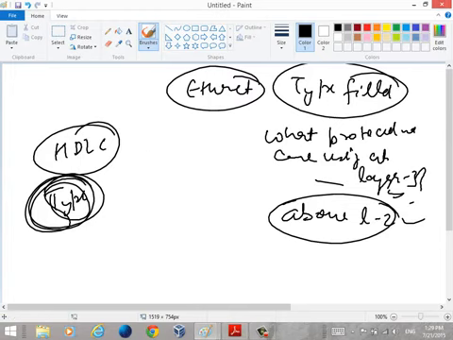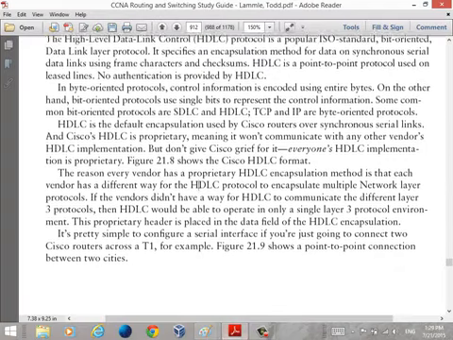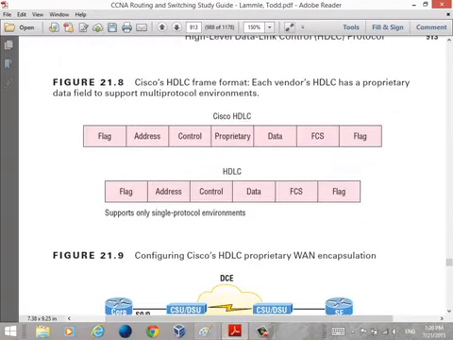Now, next thing. Now, it is Cisco HDLC. In Cisco HDLC, what do we have?